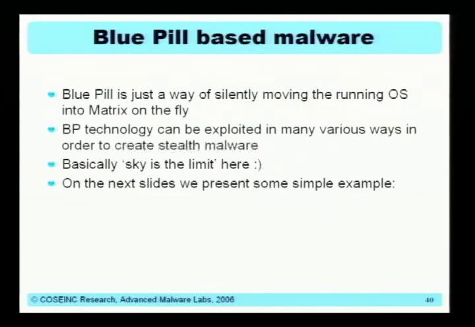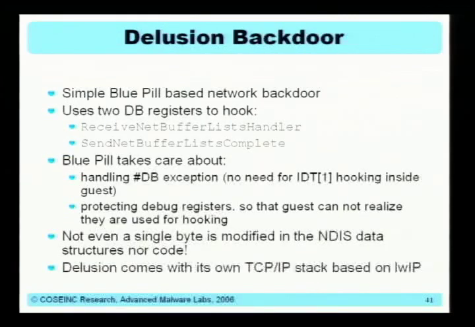Okay, this is what I said. BluePill is just a way for silently moving the running operating system into a virtual machine, hijacking the operating system and inserting our own thin hypervisor. It can be exploited in many various ways, not necessarily malicious, but malicious is one of them, of course. And one example, a very simple example, as I didn't have time to develop anything more complicated: this is a network backdoor, something very similar to DeepDoor, which I presented in January, but this time implemented with the help of this BluePill technology.